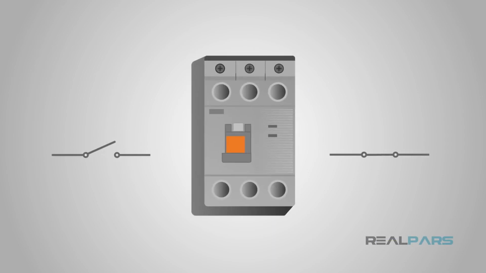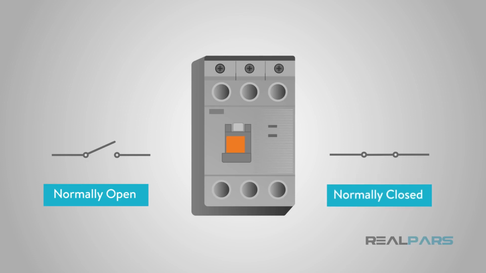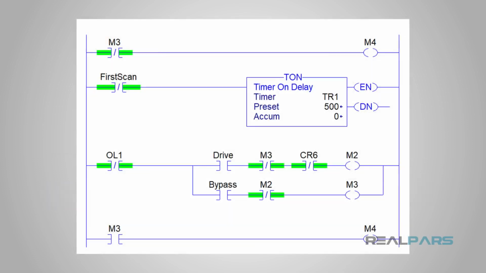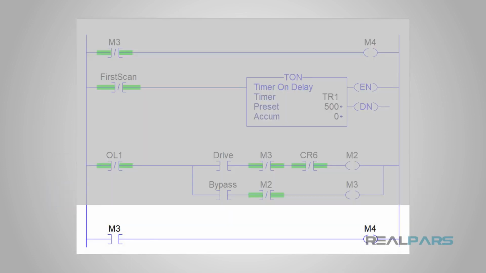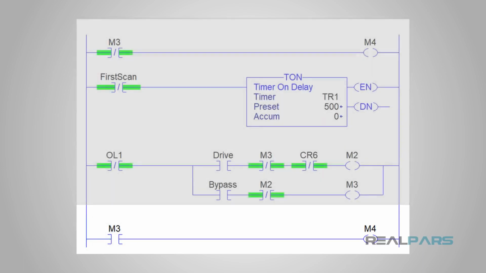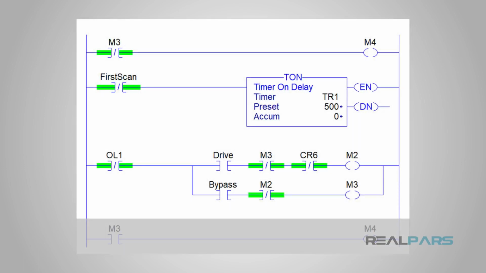Output contacts on real-life relays are usually called normally open and normally closed. Normally open means that when the relay coil is not powered, normal for a relay, the contact is open or not conducting. Normally closed is the opposite. When the relay coil is off, the contact is on or conducting.